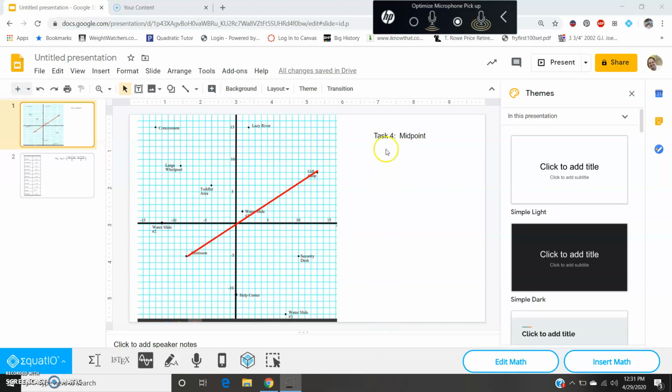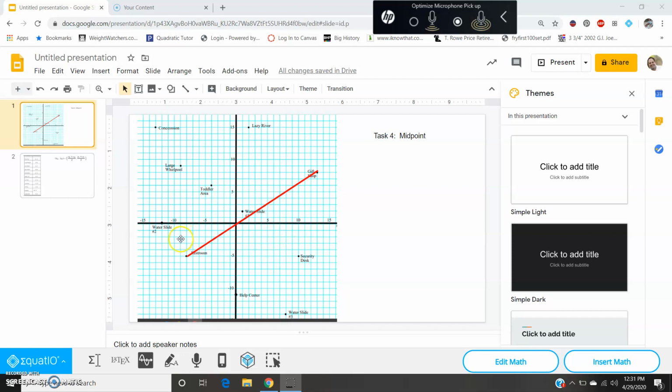Hello, today we are talking about task 4 and using the midpoint formula. So I'm actually going to do two problems here. The first one I'm going to do is to find the midpoint between the restrooms and the gift shop, which if we look should be somewhere over here. And hopefully when we do our math, we end up getting something like that.